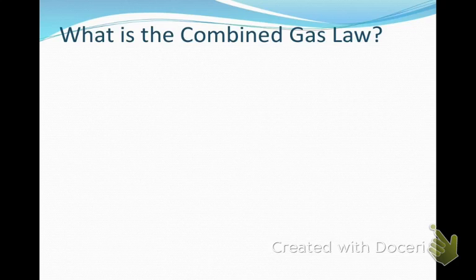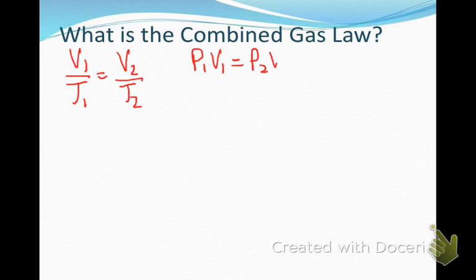We know we have Charles' law, that's V1 over T1 is equal to V2 over T2. We also have Boyle's law, which is P1 V1 is equal to P2 V2. And then we have Gay-Lussac's law, which is P1 over T1 is equal to P2 over T2.